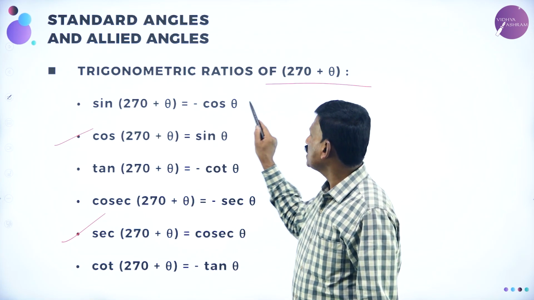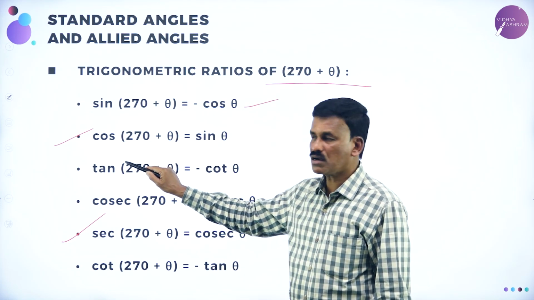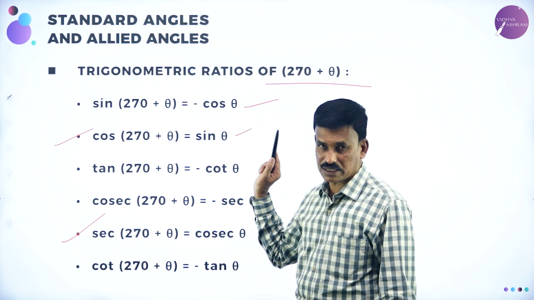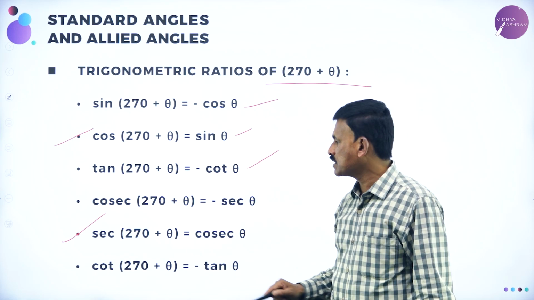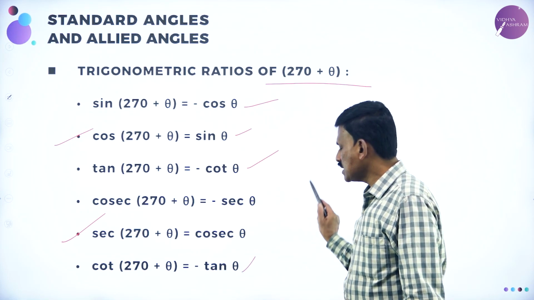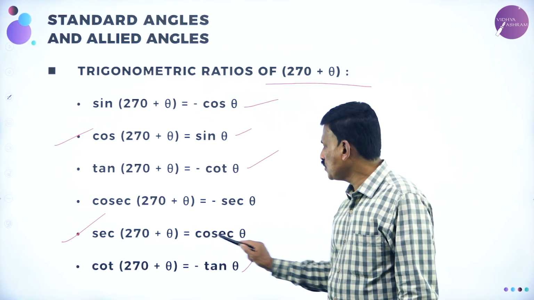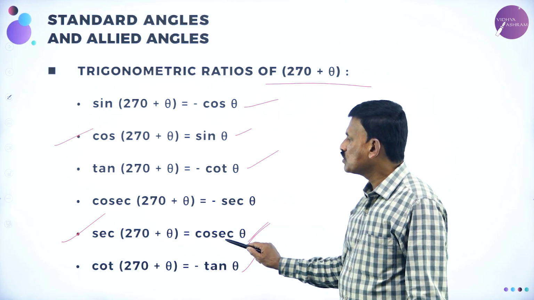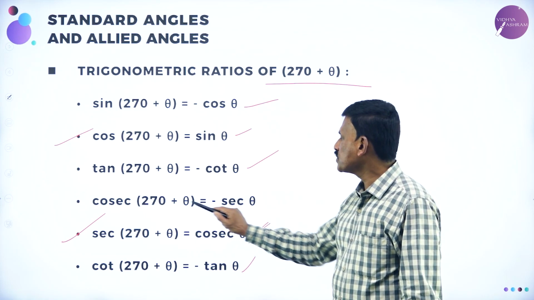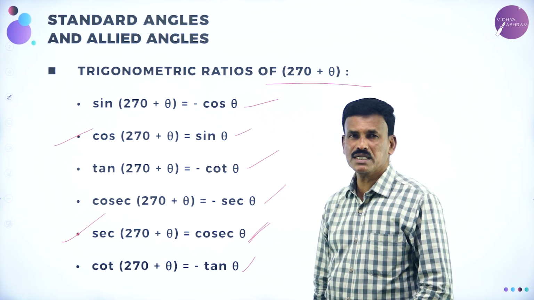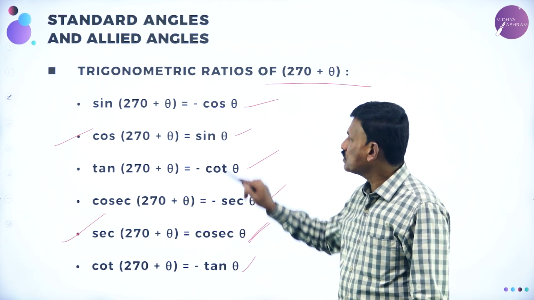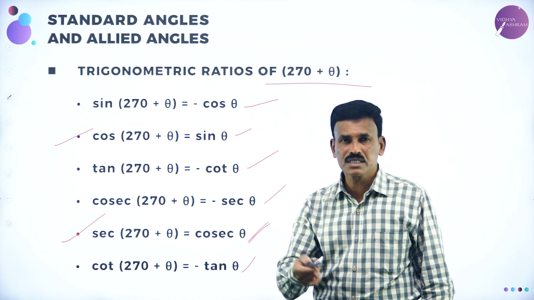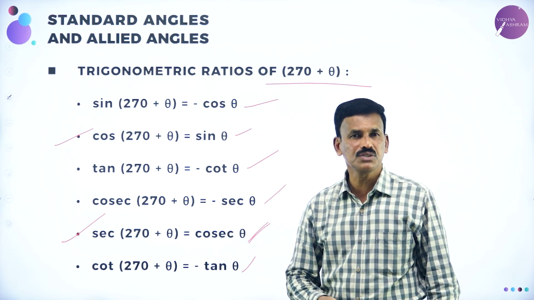So, sin 270 plus theta is minus cos theta, cos 270 plus theta is plus sin theta, and tan 270 plus theta is minus cot theta, cot 270 plus theta is minus tan theta, secant 270 plus theta is plus cosecant theta, whereas cosecant 270 plus theta is minus secant theta. So, cos theta and secant theta are positive, remaining are negative. Further, there is a change. Sin is converted into cos.